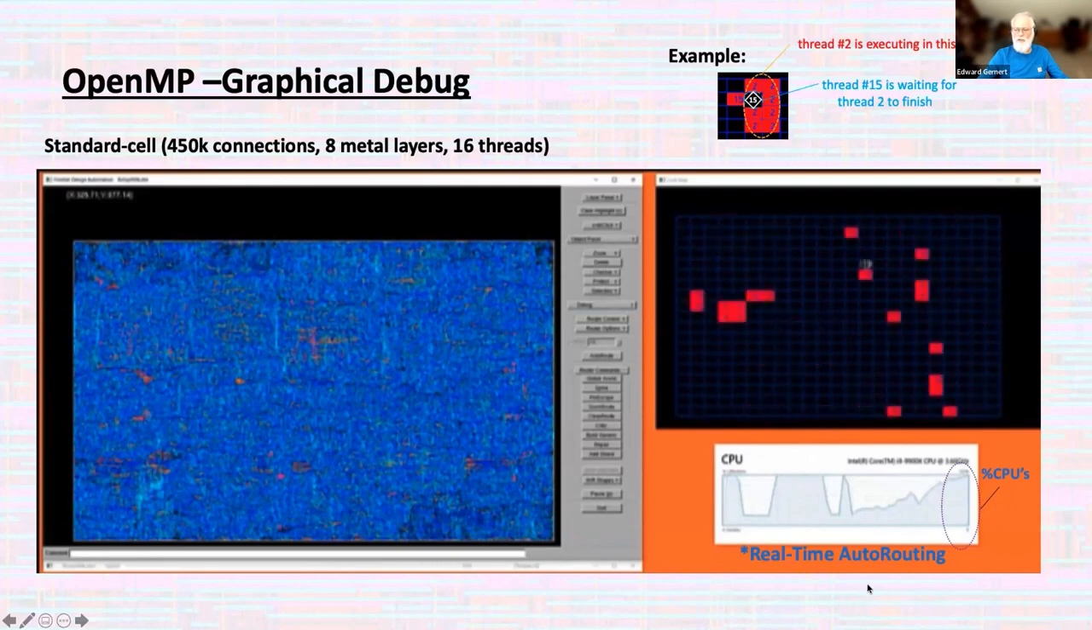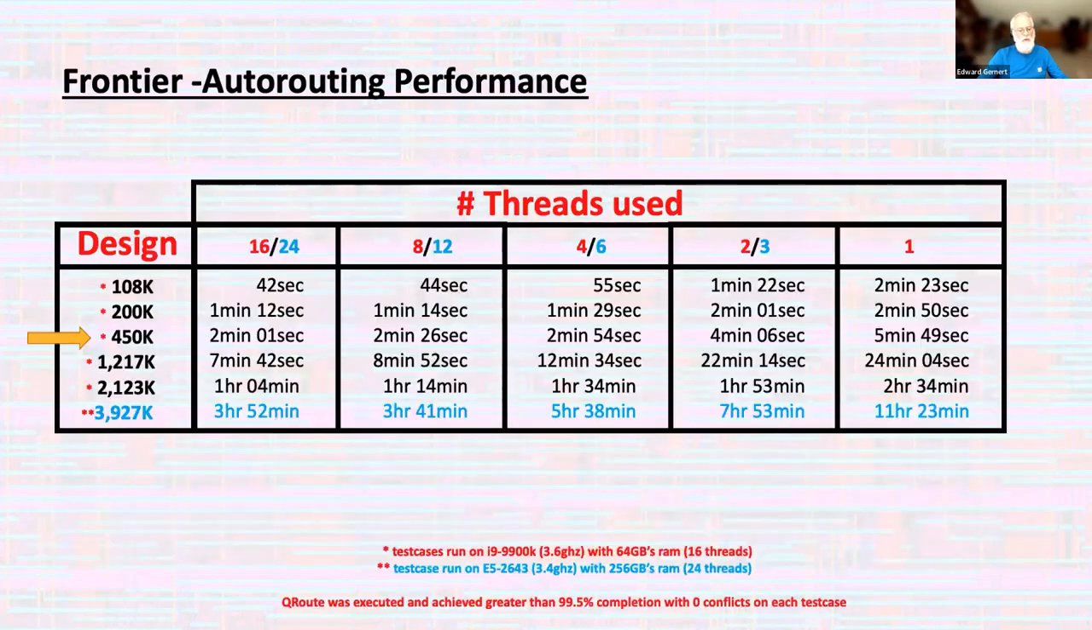Utilization is 100% CPU. So we are maxed out. So all the CPUs are running at the same time. So we're done now at this point. So it's routed 450,000 connections with 16 threads on 8 metal layers, and it took 2 minutes. So the yellow arrow shows you the design that we just routed. It took 2 minutes and 1 second on 16 threads.